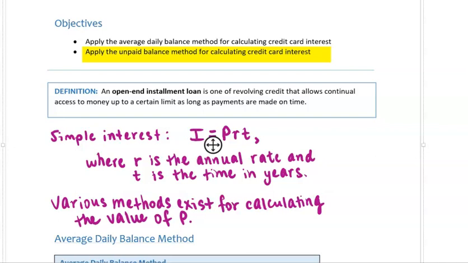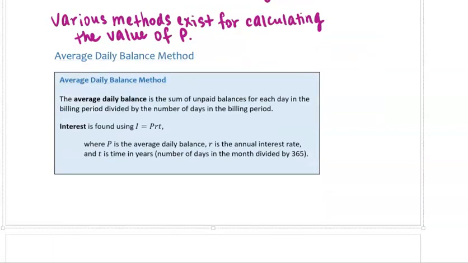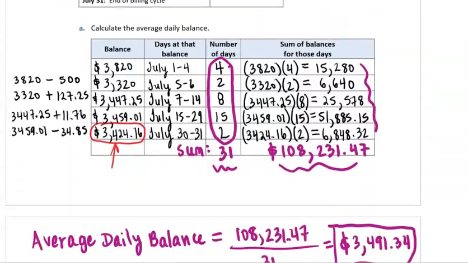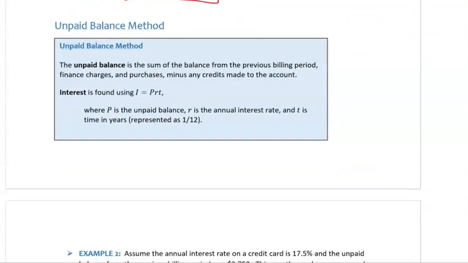Interest or finance charges are calculated using the simple interest formula, I equals PRT, where R is the annual interest rate and T is the time in years. Various methods exist for calculating the value of P. Two common methods for calculating interest for credit card loans are the average daily balance method and the unpaid balance method. In this video, we will cover the unpaid balance method.